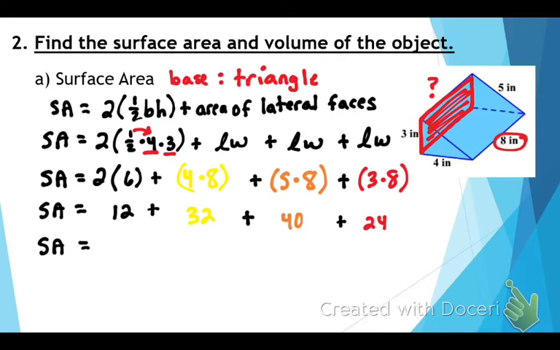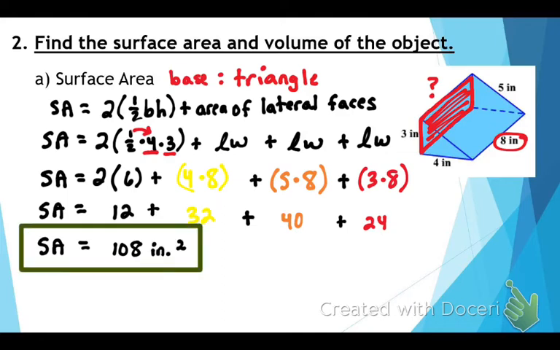Close. Who can help me with what that should be? Caleb, what is it? 108. And then Caleb, what are the units? Inches squared. Why did we square the units? Because it is finding the area. Very good.